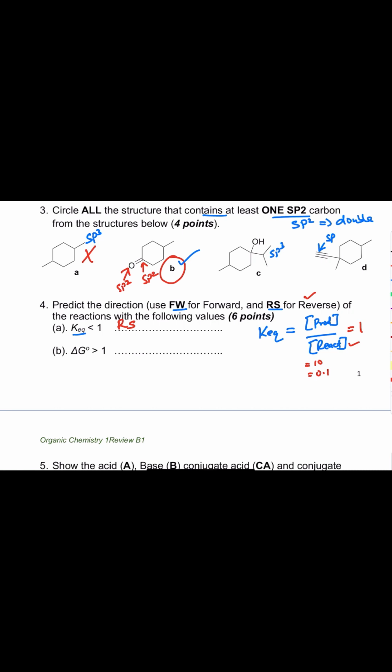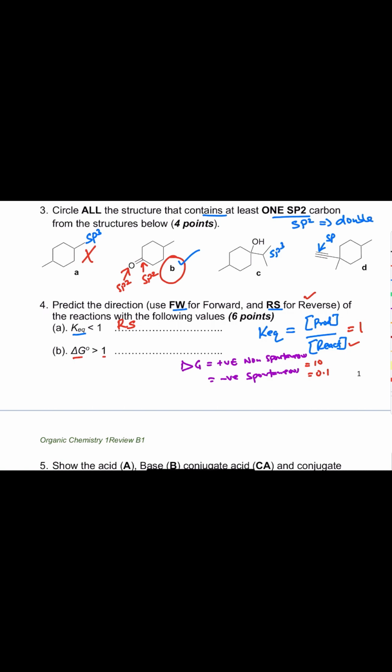Number 2, delta G is greater than 1. Now delta G is the change in Gibbs free energy. When the value of delta G is positive, we say that reaction is non-spontaneous, and therefore that reaction will require energy for it to move forward. If the value of delta G is negative, then we say that's a spontaneous reaction, and it will occur without the need of external energy to drive the reaction.